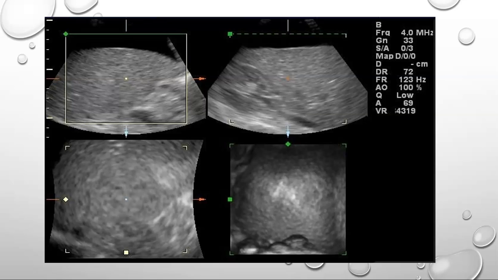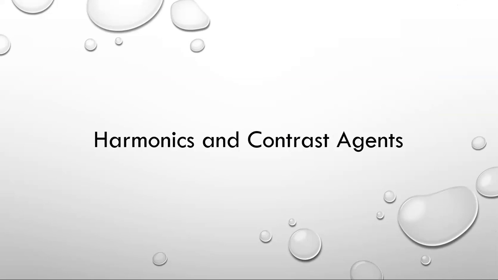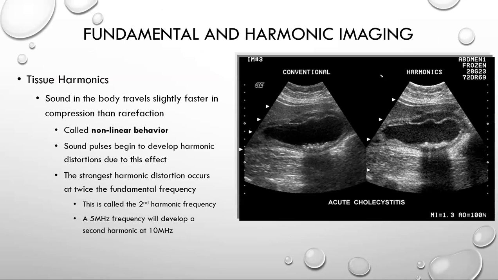Alright, let's move on to the next subject, which is harmonics and contrast agents. So, fundamental imaging consists of imaging at the frequency that we have selected for our probe. Harmonic imaging is imaging at twice that frequency.